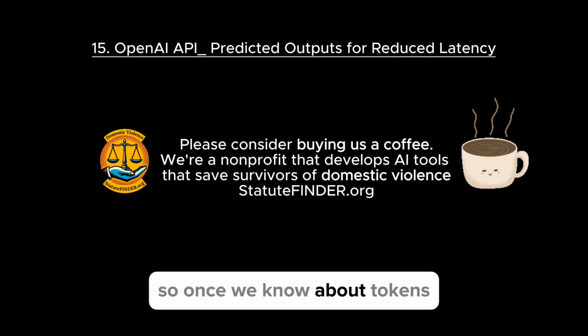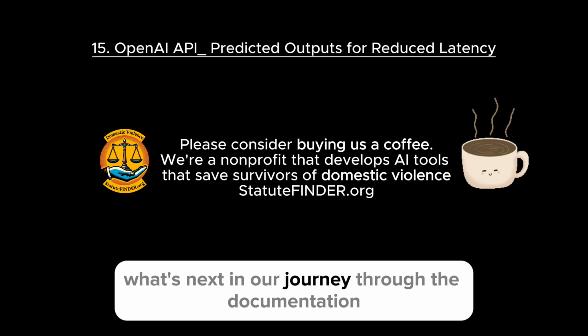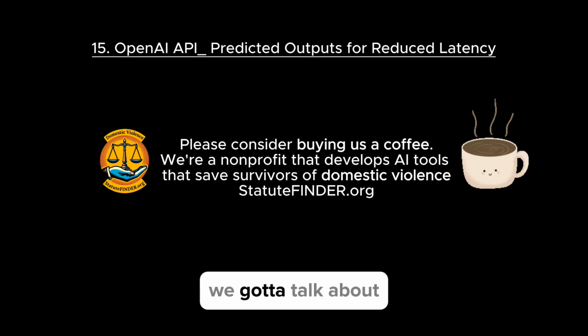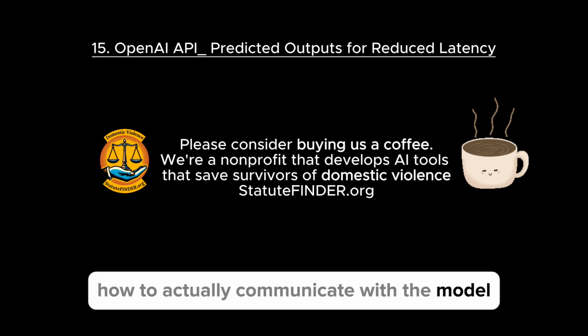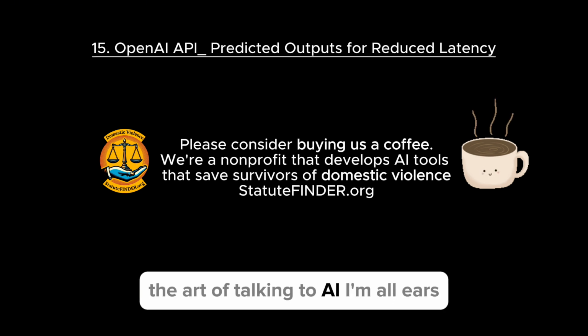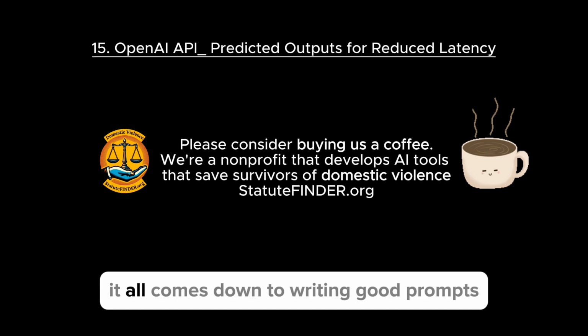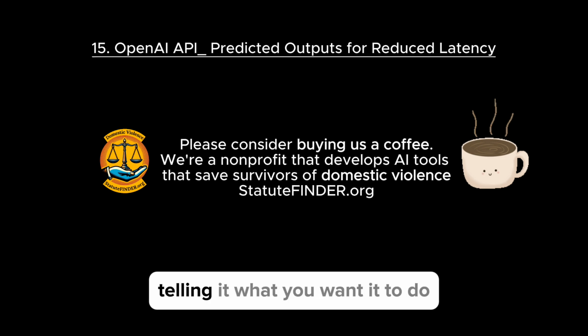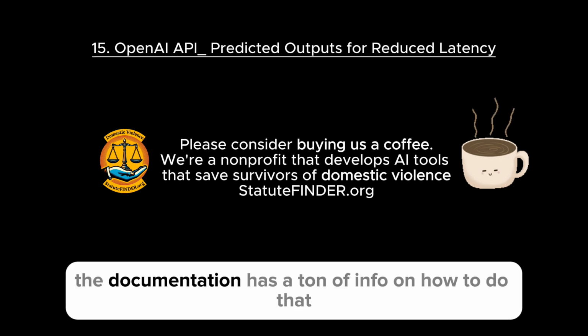So once we know about tokens, what's next in our journey through the documentation? We got to talk about how to actually communicate with the model, give it instructions, and get the output we want. The art of talking to AI. I'm all ears. It all comes down to writing good prompts. That's your instruction to the model, telling it what you want it to do. The documentation has a ton of info on how to do that effectively.